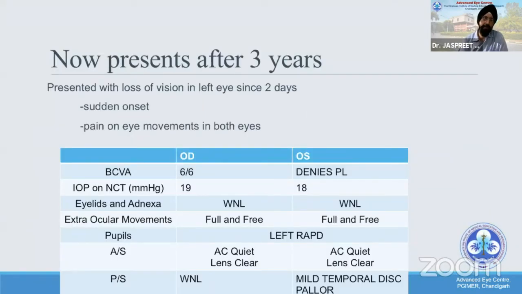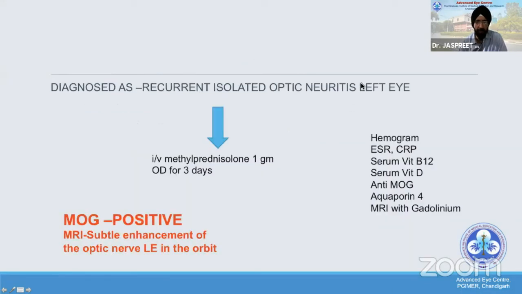Now he presents after 3 years with almost no vision in the left eye. So it's sudden loss of vision in the left eye since 2 days. Pain on eye movements in both the eyes. And mild temporal disc pallor, which was already there from the beginning.